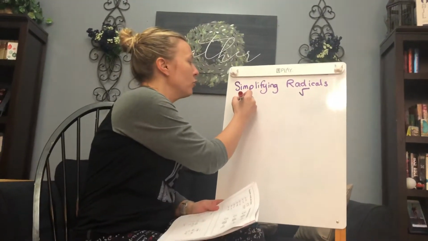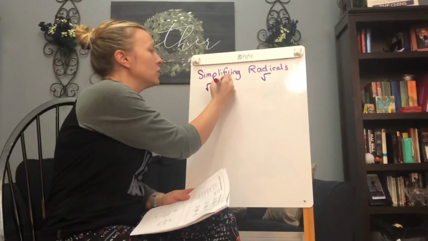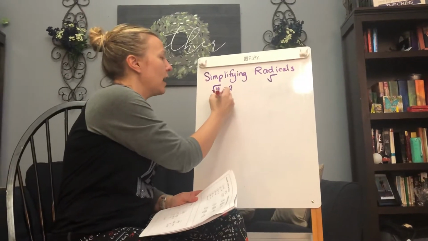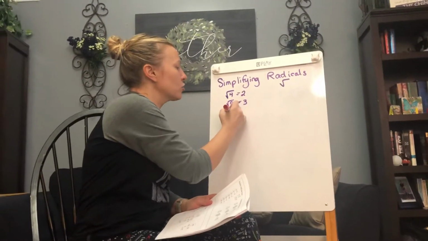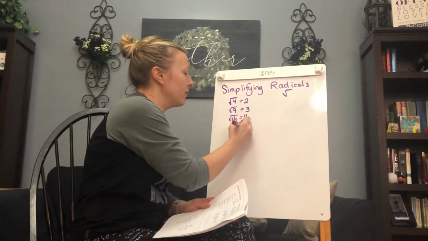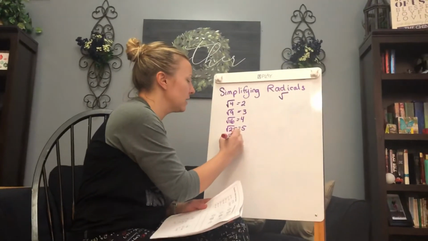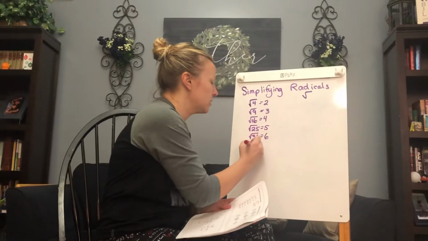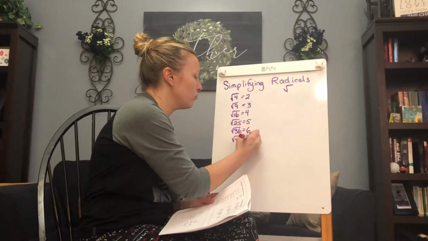You should know that the square root of 4 is 2. The square root of 9 is 3. The square root of 16 is 4. The square root of 25 is 5. I'm going to keep making this list. You don't need to hear me say all the words.